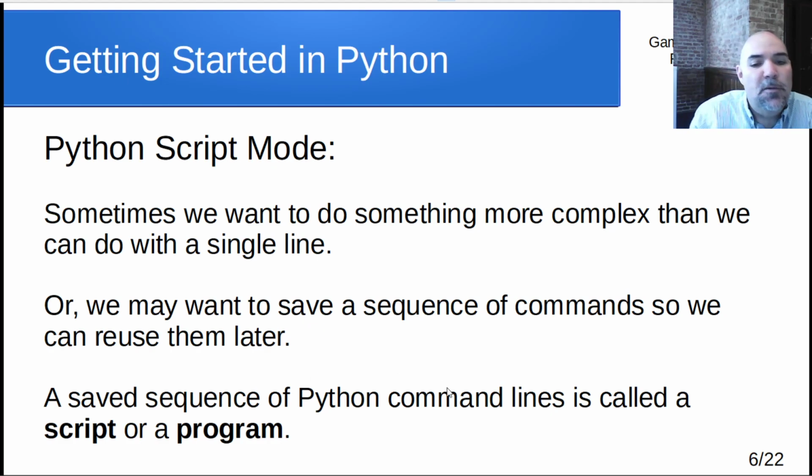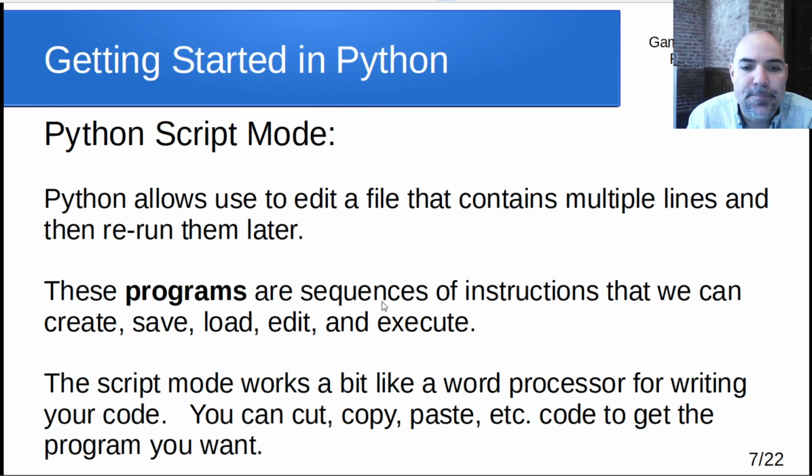So that saved sequence of Python commands is called a script or a program. And really, the word script, you can think of like a script for a play, where everything is written out, the stage directions are written out, what everybody's supposed to say is written out. You can think of it like that. But really, that's also a program. A program is just this sequence of instructions that you saved off for reuse later.